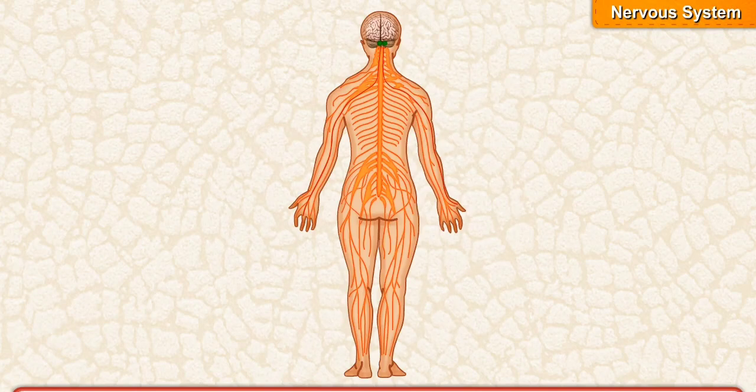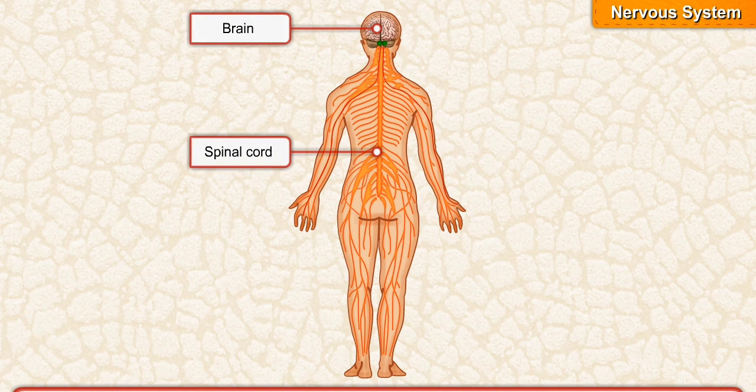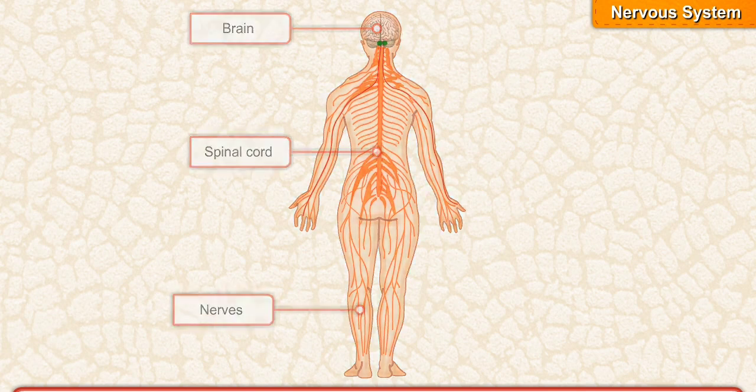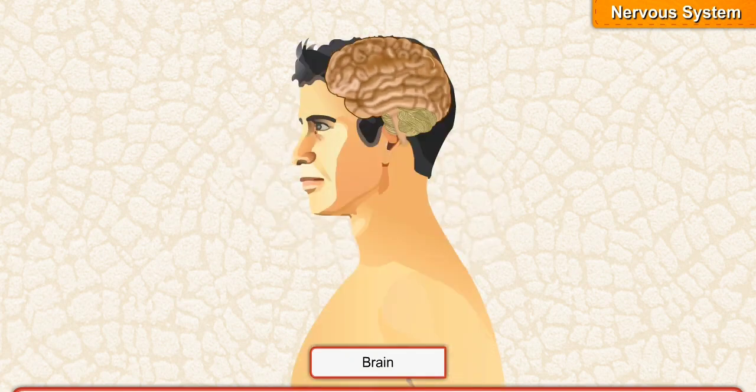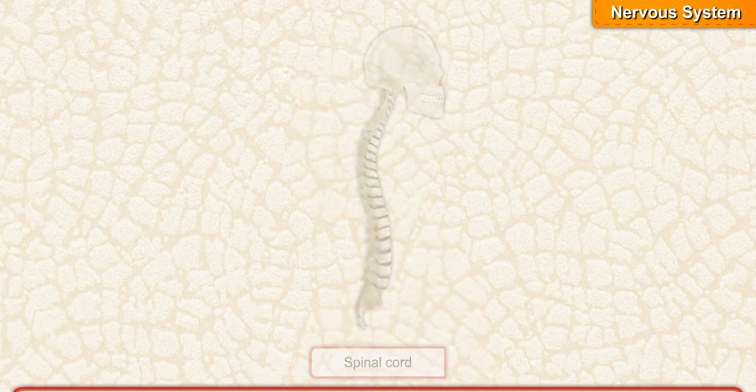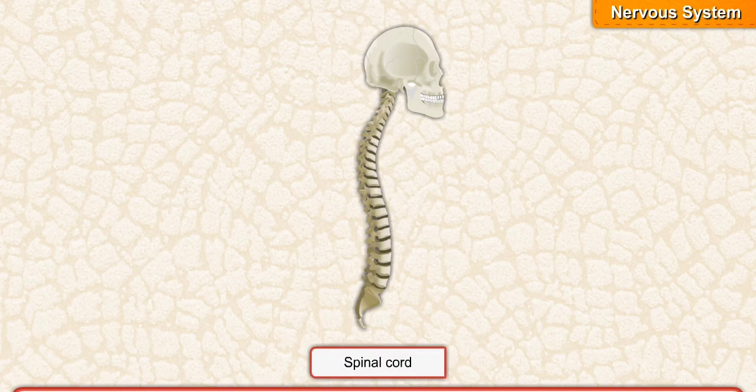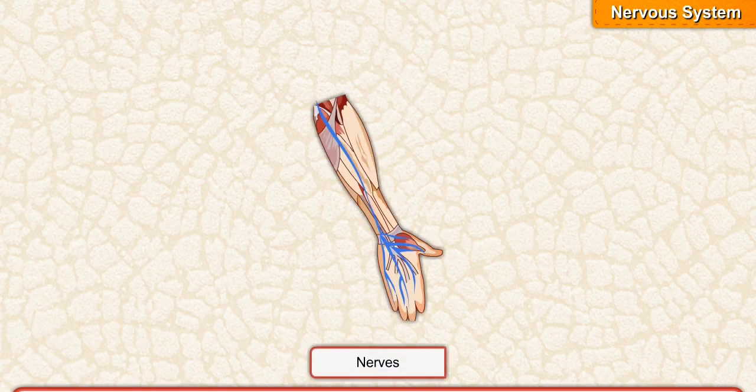The nervous system is made up of brain, spinal cord, and nerves. Brain. It is the control center of our body. It acts like a computer. Spinal cord. It is a bundle of nerves. Through it, messages travel to and from between the brain and rest of the body. Nerves. They act like telephone wires and connect every part of the body to the brain.